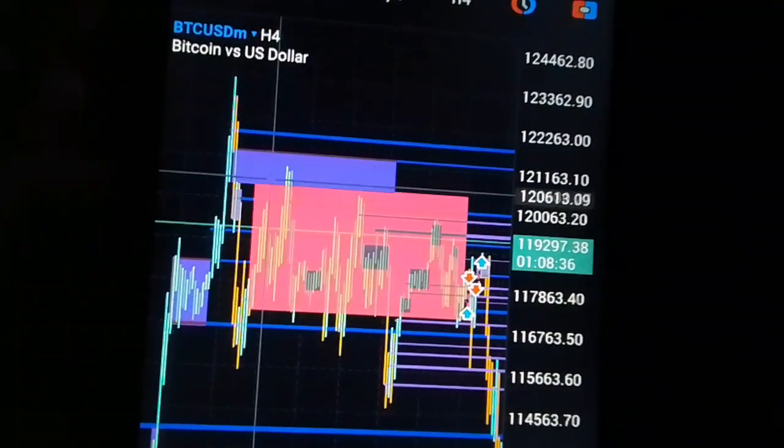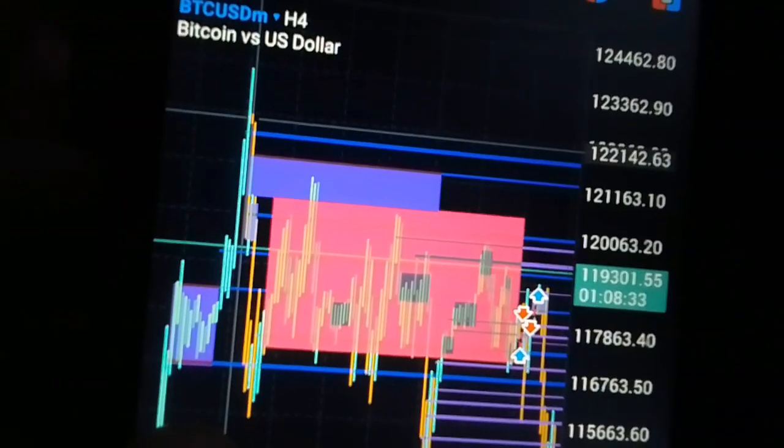So I'm gonna be showing y'all how to find good entry points and how to analyze the chart the correct way and to find the correct demand zone entries or supply zone entries. Let's get into it. So yeah, we're back at it again, bro.